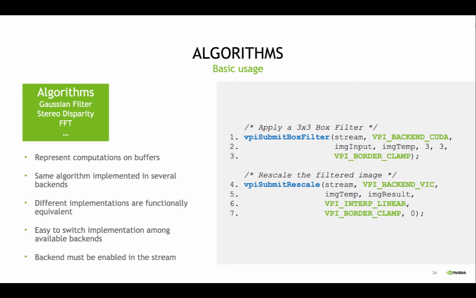The result is written to image result, which was created with the desired destination dimensions. It will also use the clamp border extension. So, submitting the two algorithms in the same stream ensures that they will be executed in sequence. This is made clear here as the output of the box filter is used as input of the rescaling operation. Note that the algorithm submit calls are asynchronous. That is, the control returns to the calling thread as soon as the operation is pushed into the queue for execution. It doesn't wait for the algorithm to be executed. This leaves the CPU free to perform other tasks.